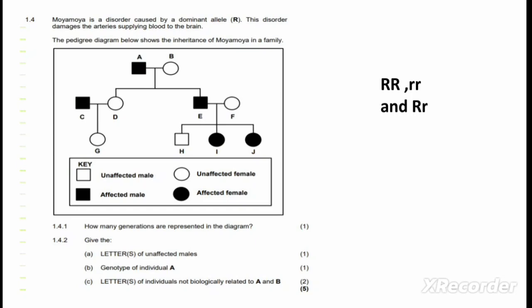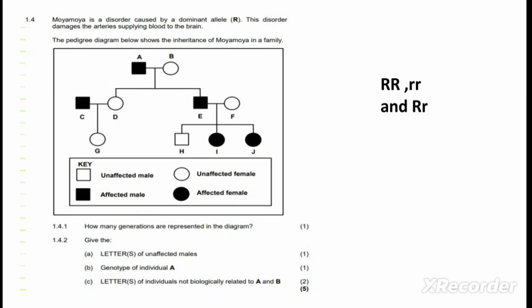In a pedigree diagram, they're going to ask you questions like how many males are there, how many females are there. So always look at the key first. Most of the time the squares are the males, the circles are the females. If they haven't given you the key, look at the statement. If the statement has not said anything about males and females, always know that the squares are the males, the circles are the females. Most of the time the affected ones will be shaded black, and the unaffected ones will be shaded white, right?